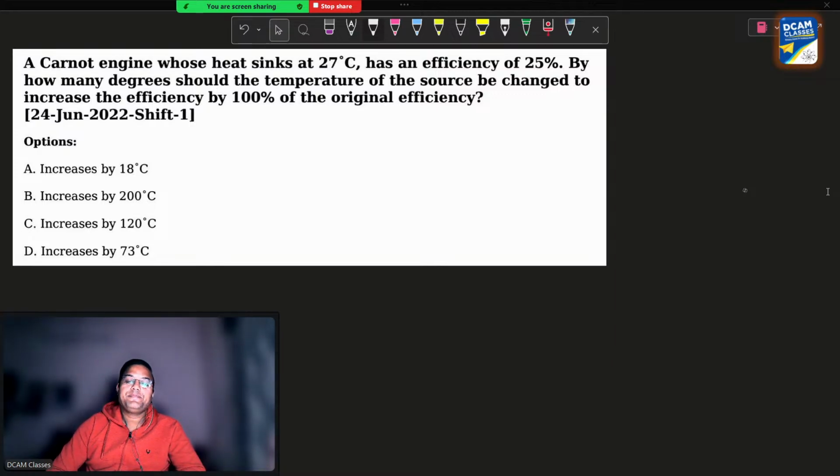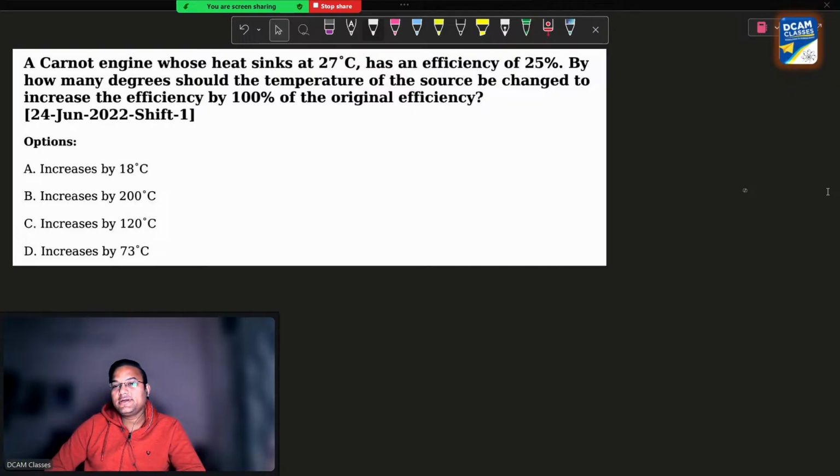Acha, can you tell me if the efficiency is increased by 100% of the original efficiency, what will be the new efficiency of the engine? The original efficiency was 25%. The efficiency would be like 125. No, no, no, it cannot be. Efficiency can never be more than 100%.